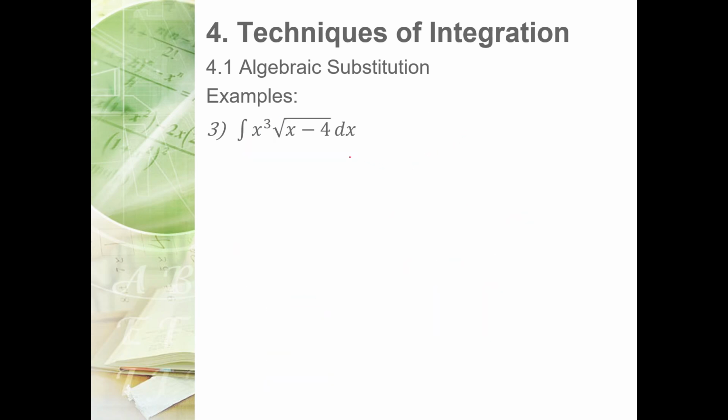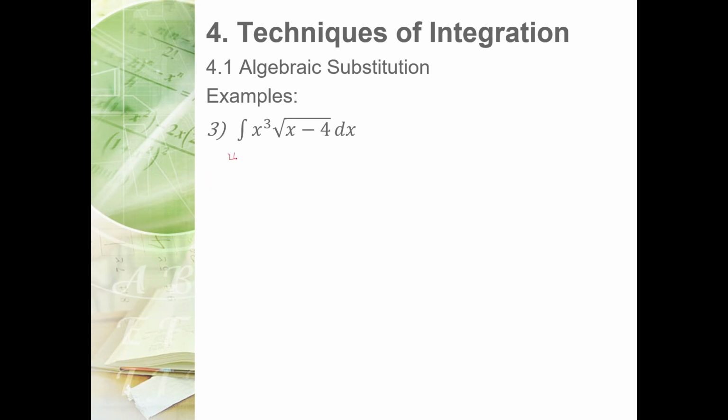Okay, so next we have this example: the integral of x cubed. The 3 here is the exponent of your x variable, it's not the index of your root function. So x cubed times the square root of x minus 4 with respect to x. So again, if we try to use u sub, I'm going to show you the u sub because if you're answering it on your own, you have to try every method possible for every equation that you encounter.